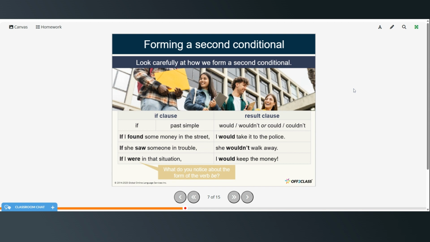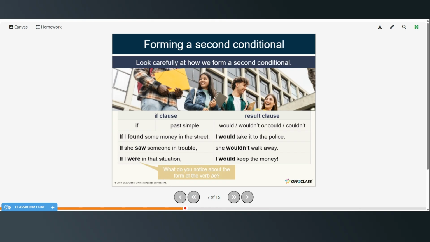So forming the second conditional, we have the if clause with past simple, and the result clause, we need to use one of the modal verbs would, wouldn't, could, or couldn't. So if I found some money in the street, I would take it to the police. If I saw someone in trouble, if she saw someone in trouble, she wouldn't walk away. If I were in that situation, I would keep the money.